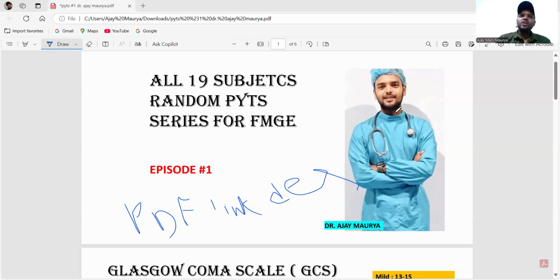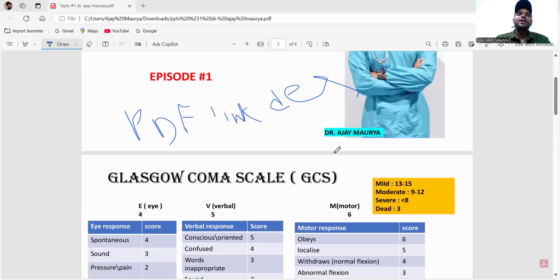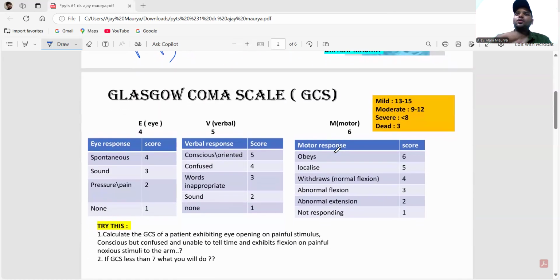This is going to be episode one. I think you know which topics I'm going to cover, as my thumbnail says. Okay, let's begin. First one is the Glasgow Coma Scale. What is the use of the GCS, guys? It is used for the assessment of the patient, so that we know what further investigation or treatment to do for the patient.